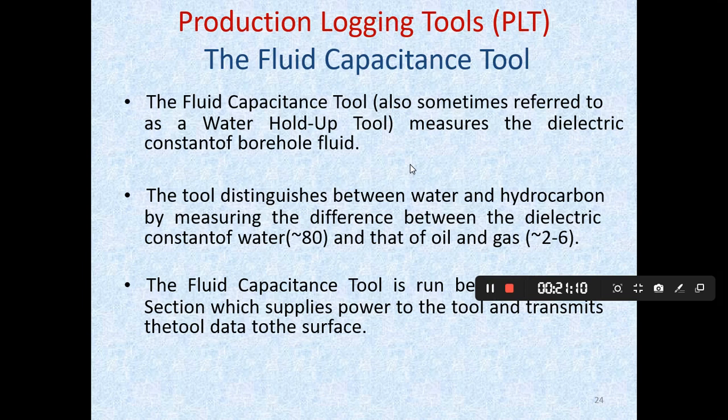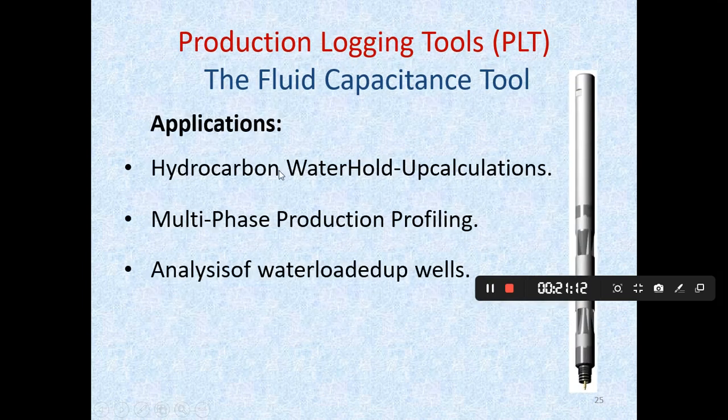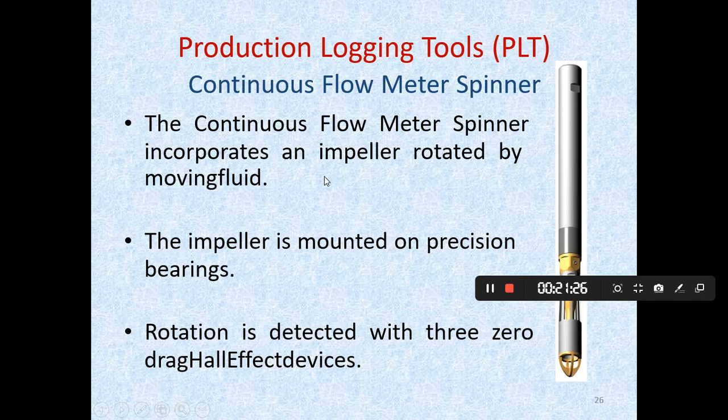Okay, after this we have the fluid capacitance tool. The job is to find out how much is the water and how much is the hydrocarbon. So it takes some liquid and tells us the analysis at the surface using the wireless telemetry, how much water and oil is coming inside it.